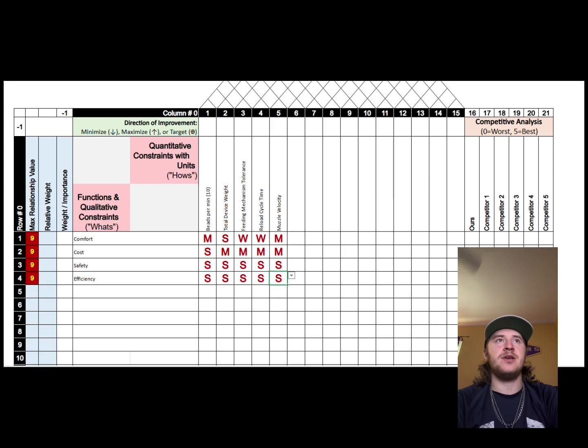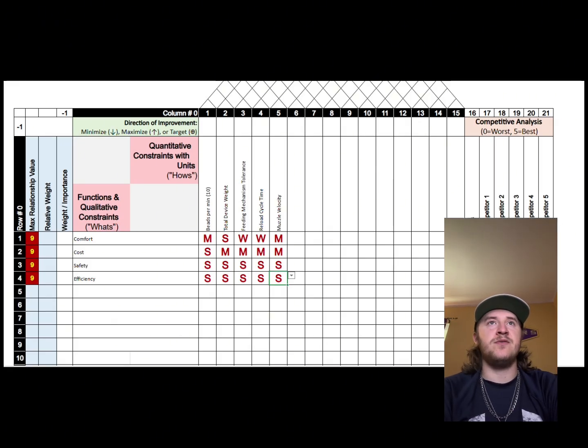And then cost and beads per minute fell under strong. Cost and total weight fell under medium. Cost and feeding mechanism fell under medium. Cost and reload cycle time fell under medium. Cost and muzzle velocity also fell under medium.